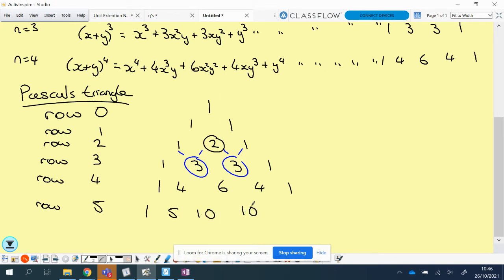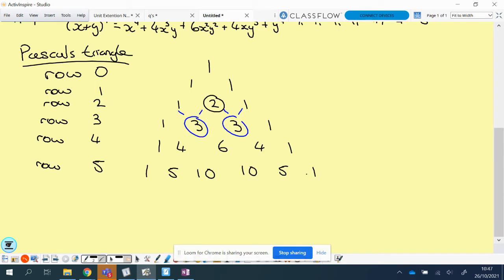6 and 4 would be 10. 4 and 1 would be 5. And I know that this row finishes off with a 1. So I've actually managed to work that out without actually expanding x plus y to the power 5. Okay? And that pattern works throughout all the rows here.